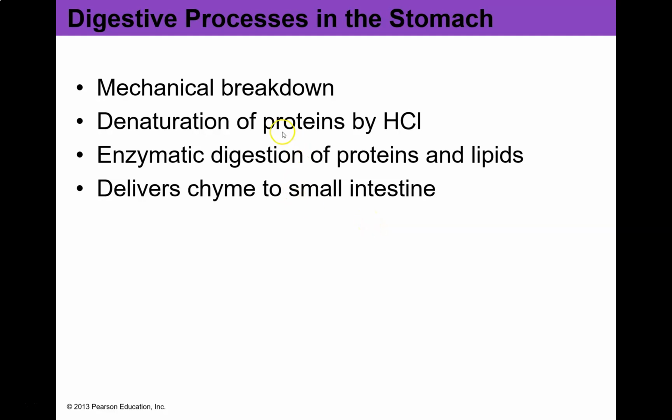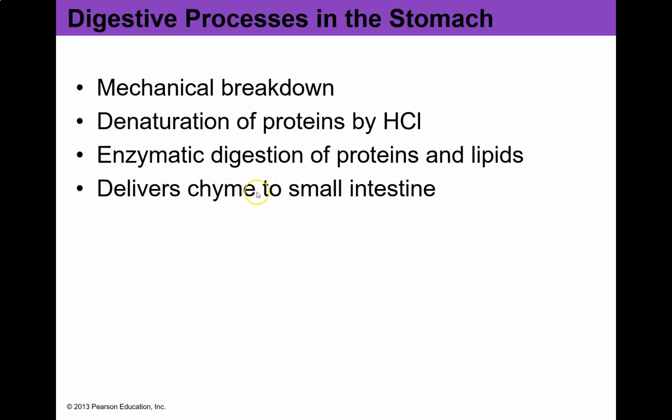What are the digestive processes taking place in the stomach? The stomach is an extremely versatile muscular churning, mixing, and grinding organ. And so we have mechanical digestion happening in the stomach. We have denaturation of proteins. As I said, proteins don't really like acid conditions. They tend to come all unraveled under those conditions, and that allows enzymes to get at them.